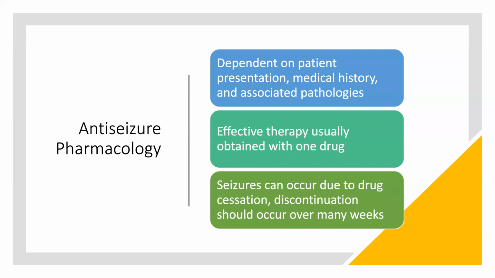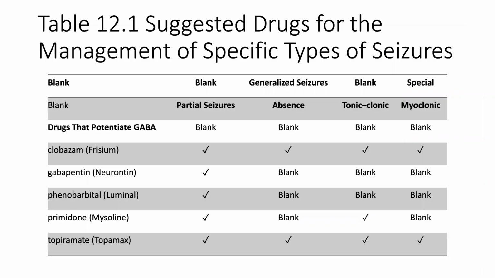So what is anti-seizure pharmacology? It is dependent on the patient's presentation, medical history, and associated pathologies as well. Effective therapy is usually obtained with one drug at the start, and seizures can occur due to drug cessation. When you stop taking that drug, the seizures can occur again. The drug can be discontinued, but this should occur over many weeks.